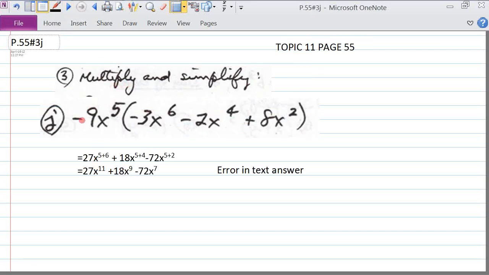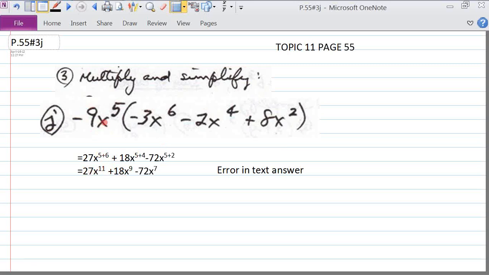Same kind of thing here. We're going to use the distributive rule. We're going to multiply this times this, and we're going to multiply minus 9x to the 5th, and minus 2x to the 4th. And finally, we're going to multiply minus 9x to the 5th with plus 8x squared. So minus 9 times minus 3 gives us plus 27, and we add the powers of the x by plus 6. So we get 27x to the 11th as the first term.